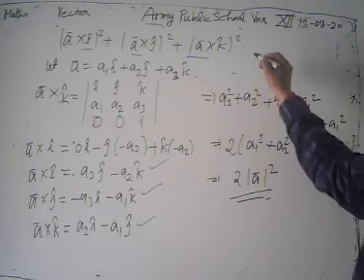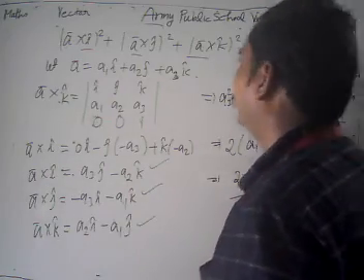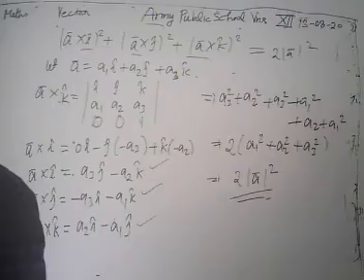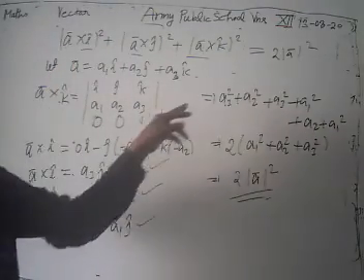This is our required result: the modulus of A cross i squared plus A cross j whole squared plus A cross k squared is given by 2 times the length of vector A squared.